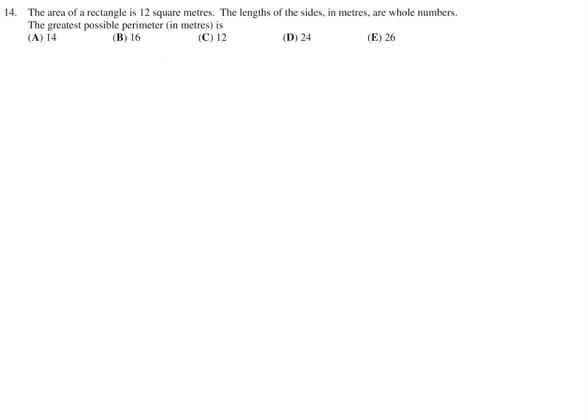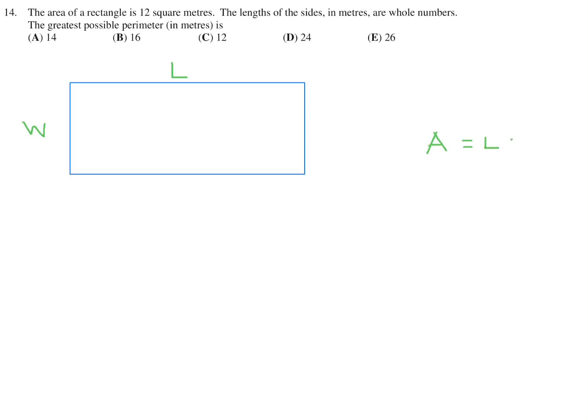The area of a rectangle is 12 square meters. The side lengths in meters are whole numbers. The greatest possible perimeter is. So you've got a rectangle like this. We don't know the sizes yet. That's what they asked us to figure out. But we know that one side we can call L and the other side we can call W. And they told us that the area, which is of course length times width, is 12. And they want us to figure out P, the perimeter, but the greatest possible P.